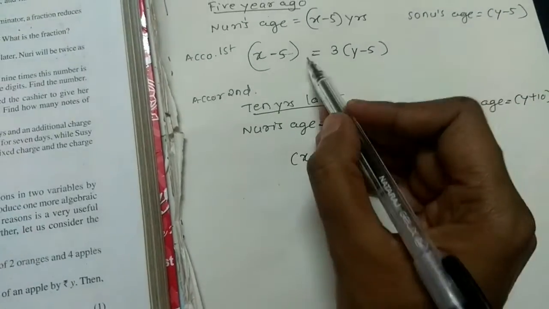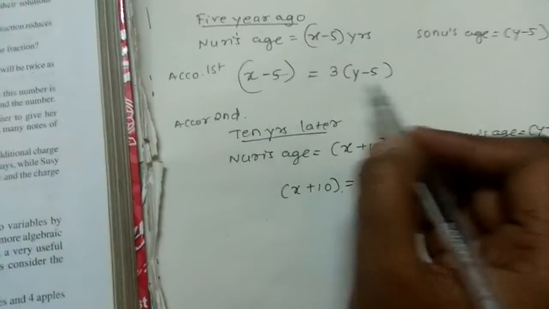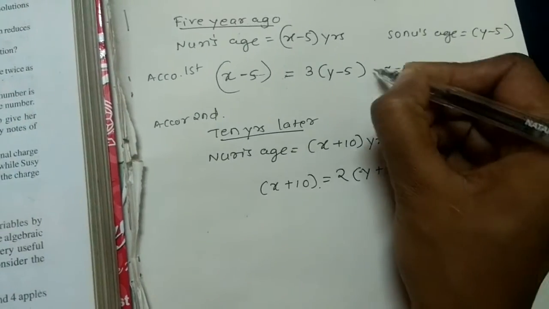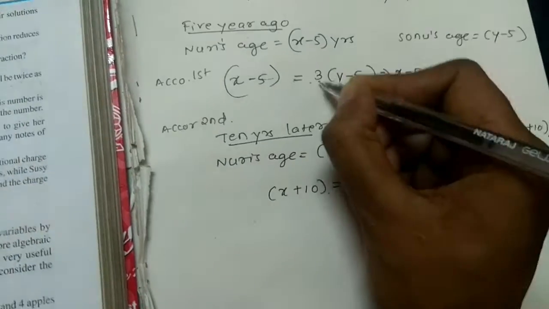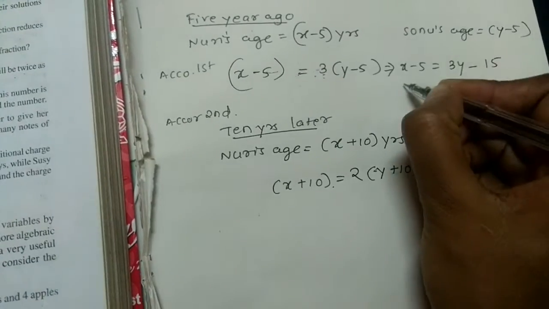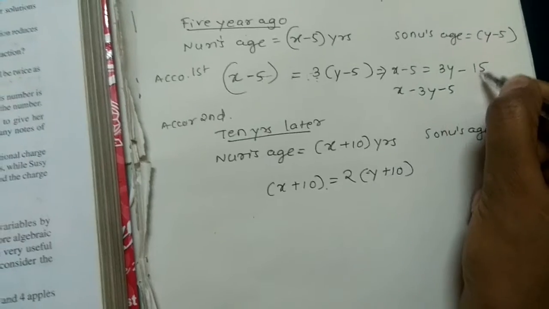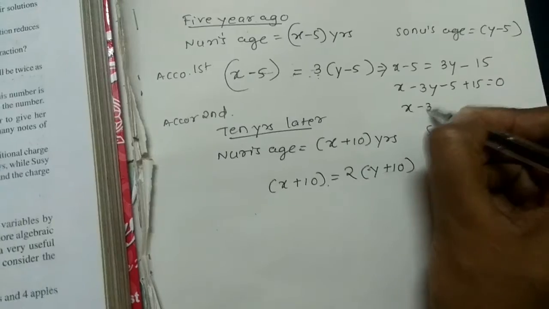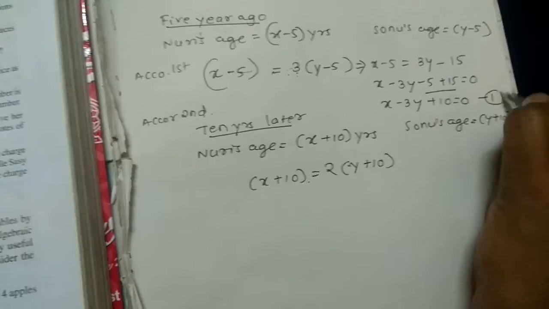So here you got the equations. Let us consider this as equation 1, or you can solve and get it into linear form. So x minus 5 equals 3 into y is 3y, 3 5s are 15, minus, sorry, plus minus is minus. Now take this: x minus 5 plus 15 equals 0. So x minus 3y plus 10 equals 0. So this is our equation 1.